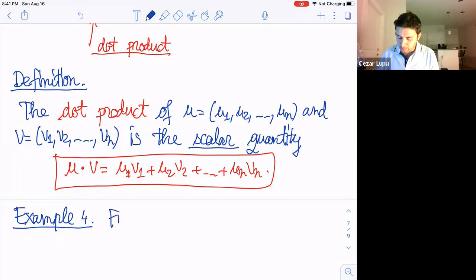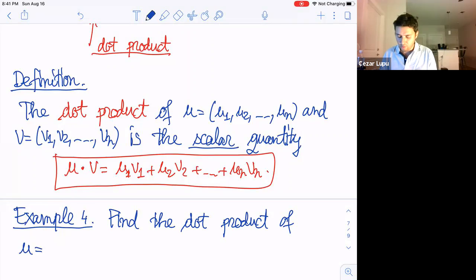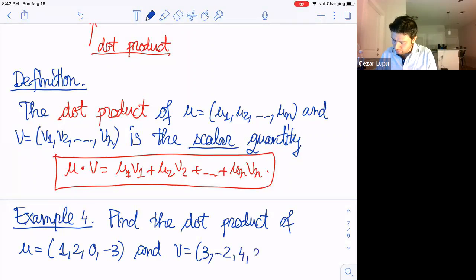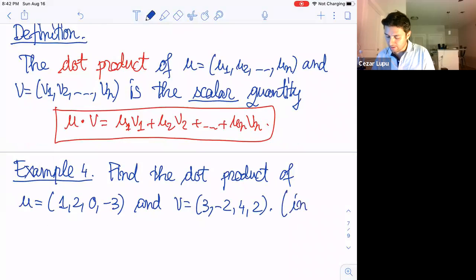Let's find the dot product of the following two vectors, and let's consider two vectors in R4. Let's say u to be (1, 2, 0, -3), and v to be (3, -2, 4, 2). These are vectors in R4, sorry, not Rn.